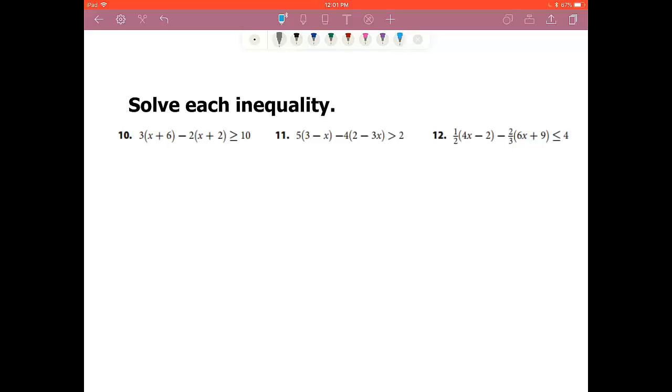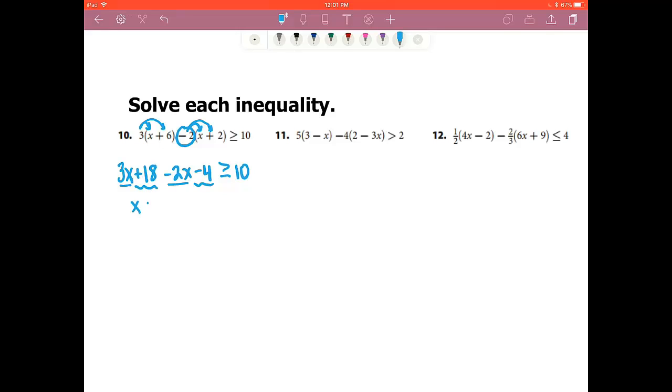And we're going to practice solving each of these inequalities so we can get comfortable with the algebra. First example, 3 times the quantity x plus 6, minus 2 times the quantity x plus 2, is greater than or equal to 10. We'll start by distributing, giving us 3x plus 18. Then we're going to distribute the negative 2. Minus 2x minus 4 is greater than or equal to 10.